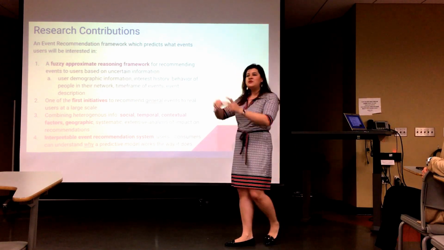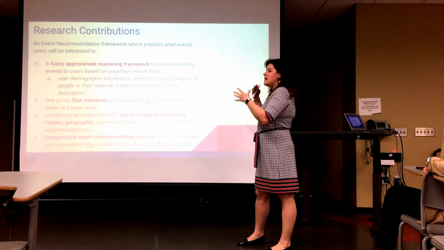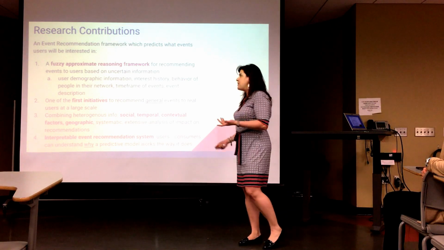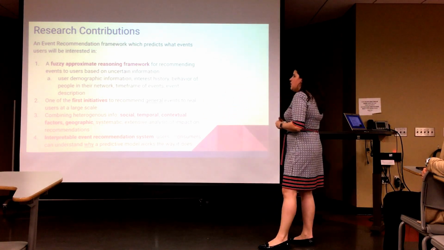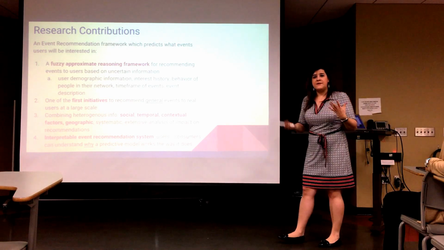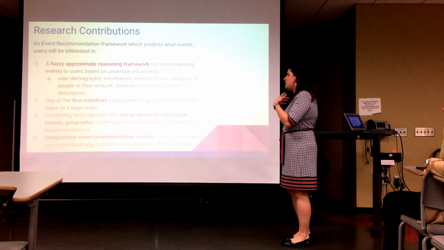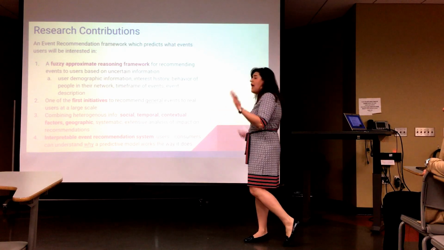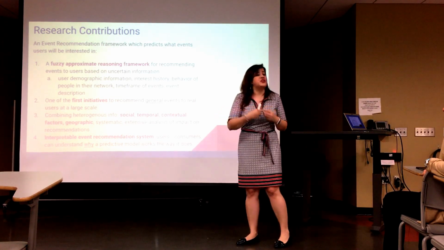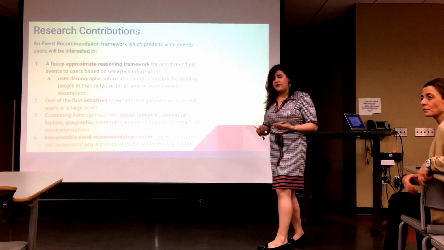So, due to all of those previous slides, here we want to present, design, and develop an event recommendation framework which predicts what events users will be interested in. And to do so, we're going to design and develop a fuzzy approximate reasoning framework for recommending events. This kind of recommender system is based on certain information such as user demographic information, interest history, behavior of people in their network, time of the events, and of course the location and event descriptions. And we are one of the first initiatives to recommend general events to real users at a large scale. The data set that we use, I'm going to talk about later.